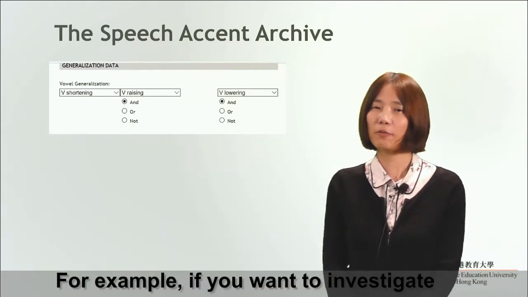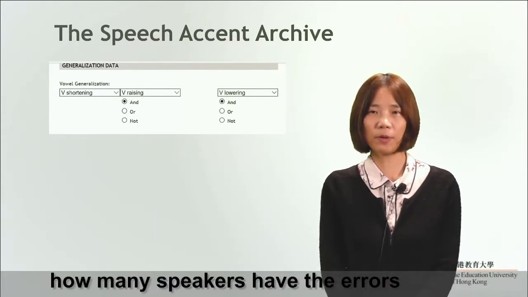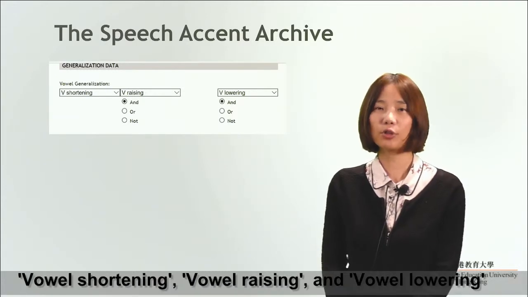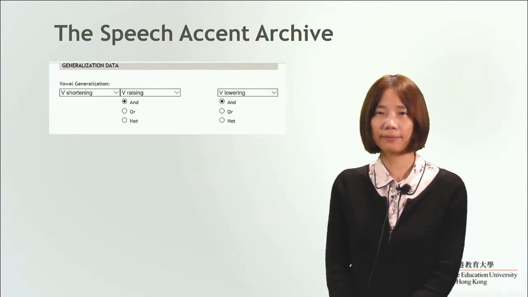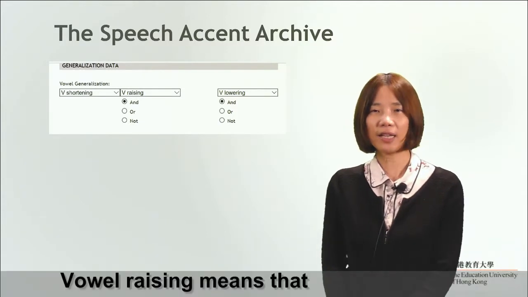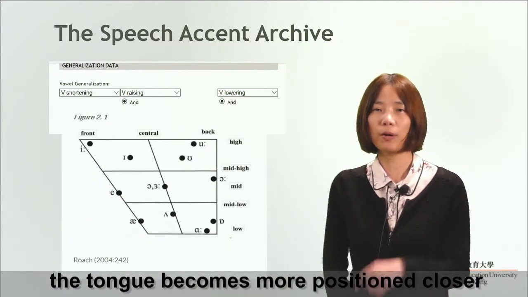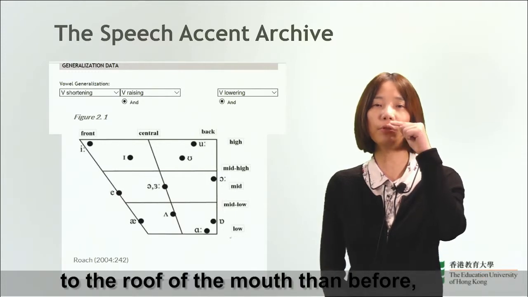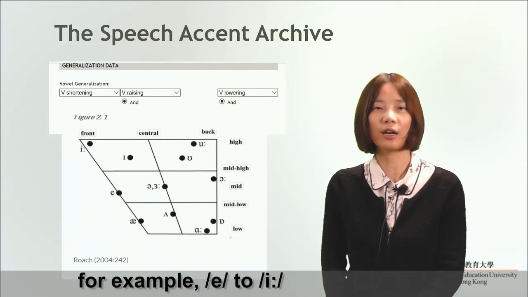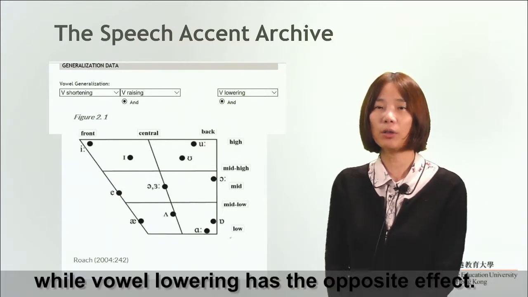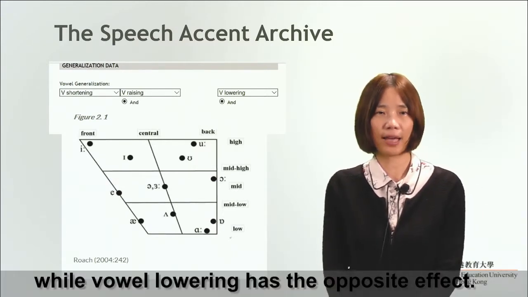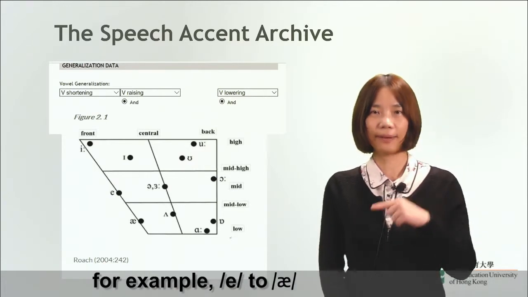For example, if you want to investigate how many speakers have the errors, vowel shortening, vowel raising, and vowel lowering. Vowel raising means that the tongue becomes more positioned closer to the roof of the mouth than before. For example, E to E. While vowel lowering has the opposite effect. For example, E to A.